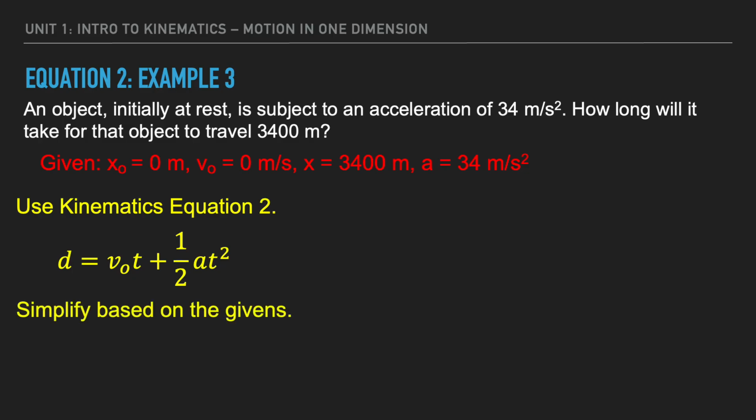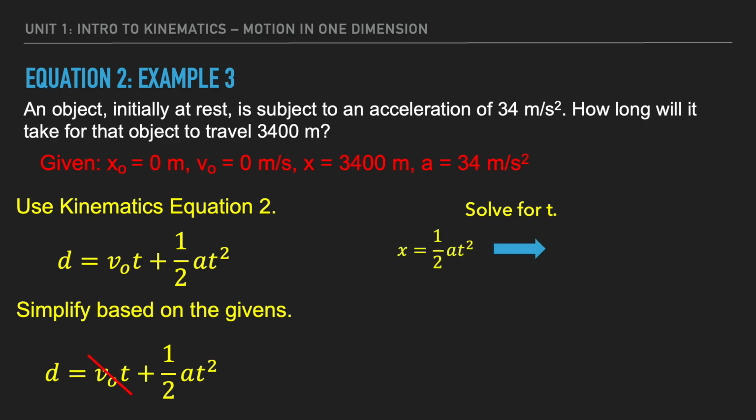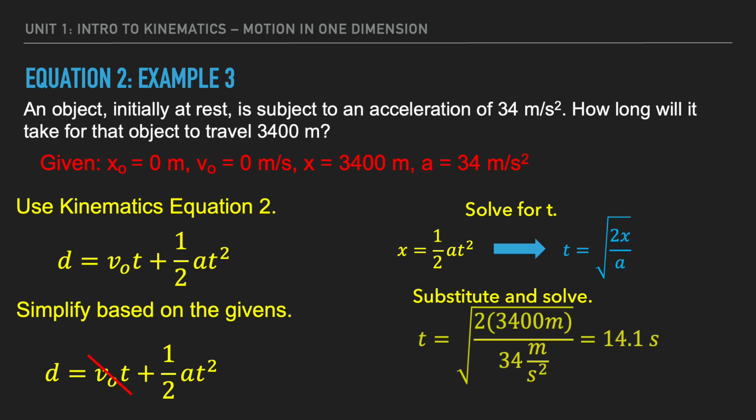Simplify based on the givens. So d equals v naught t plus 1/2 at squared. The v naught term goes away. In this case, we're solving for t. So there's my initial equation. That should turn into this guy here. Once again, make sure we understand how to follow the algebra there. There might be a little lesson that we work on. Substitute and solve to get about 14.1 seconds.